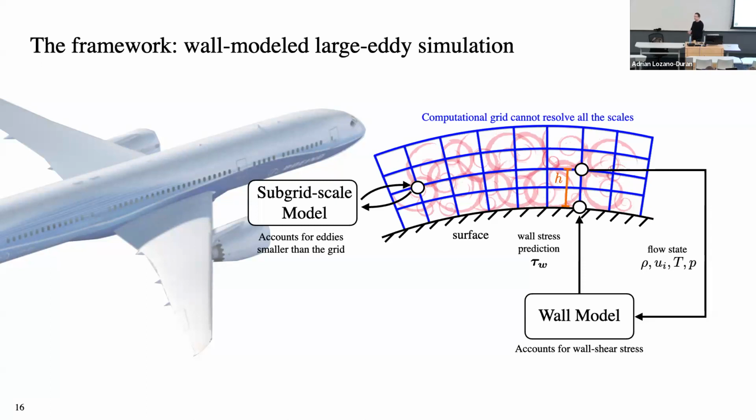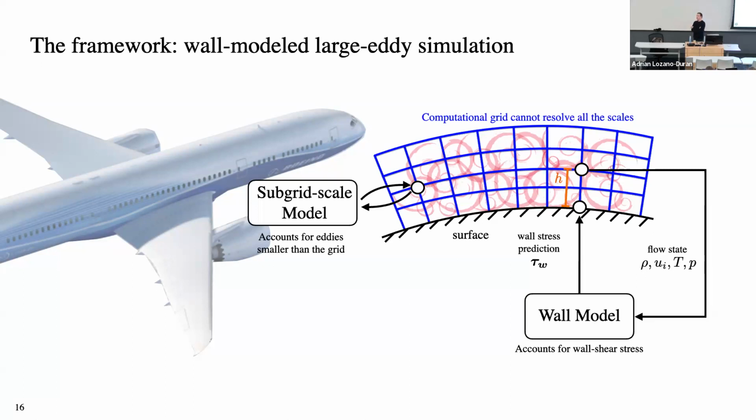The problem of that is that those motions that I'm throwing away, they matter. They are there and they contribute to the forces, to the heat flux, that will translate into the drag and the lift of the aircraft. So the paradigm that we use for that, and the one that I'm building the model for here, is the wall-modeled large eddy simulation.